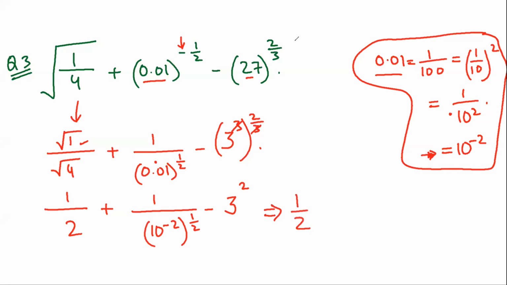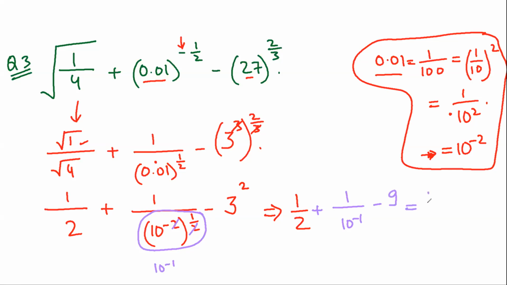Now let us look at this. This 2 and this 2 will get cancelled. This whole of this term is equal to 10 raised to power minus 1. And so I can write this as 1 upon 10 raised to power minus 1. And this is 3 raised to power 2, which is 9.